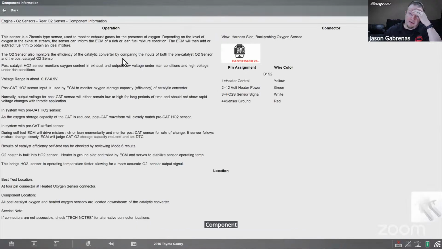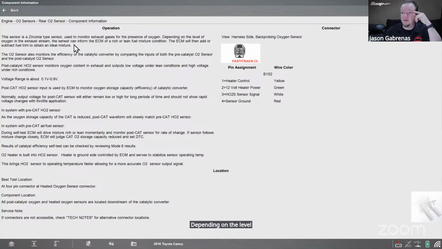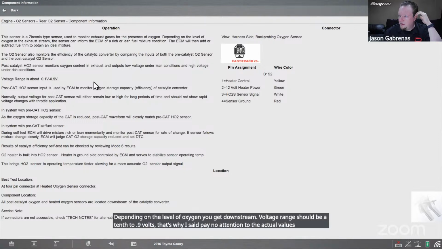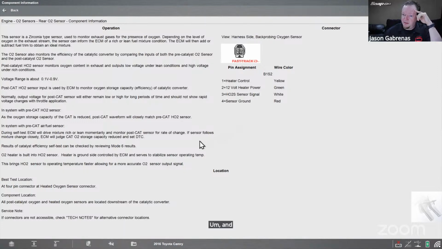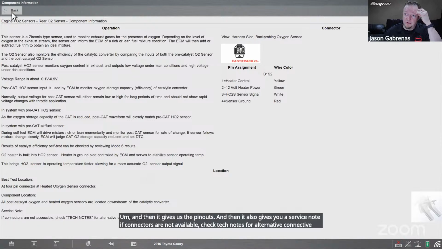Component information. Sensor is zirconia type sensor used to monitor exhaust gases for the presence of oxygen, depending on the level of oxygen used downstream. Voltage range to be a tenth to 0.9 volts. That's why I said pay no attention to the actual values on that. And then it gives us the pinouts. And then it also gives you a service note. If connectors are not available, check tech notes for alternative connective locations.